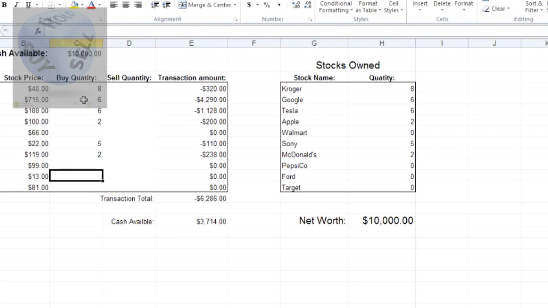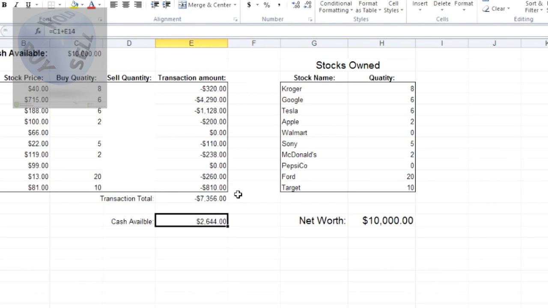Ford, really cheap. I'm going to buy, let's just say, 20 of those because it's so cheap, right? 20 of Ford is less than even one of Google. It's the way the stock market works. Target, I do shop at Target, so I'm going to buy 10 of them because it's kind of a value too. Now, I've spent $7,300 roughly, and I have about $2,600 left over.